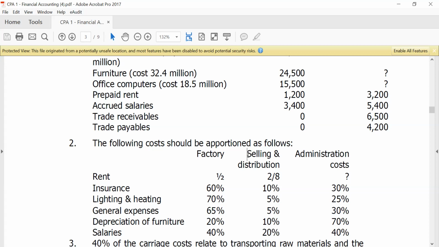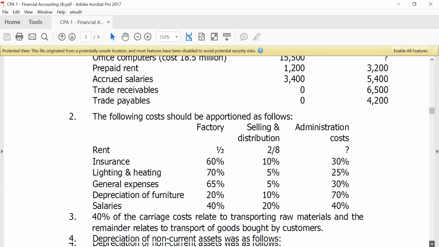Now, those are usually broken down into selling and distribution, and then administration costs. Sometimes we also have what we call financing costs, but in this case, they have not given us this category. I think we shall be able to maybe find the additional information just in case.